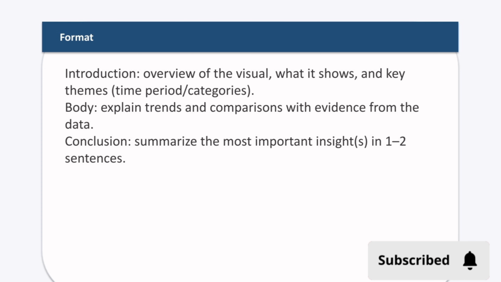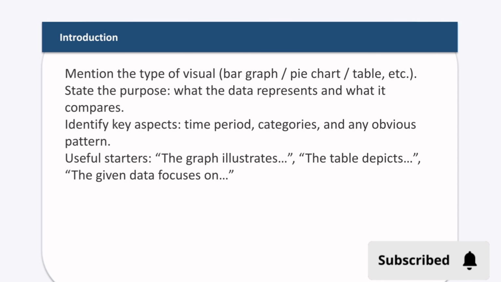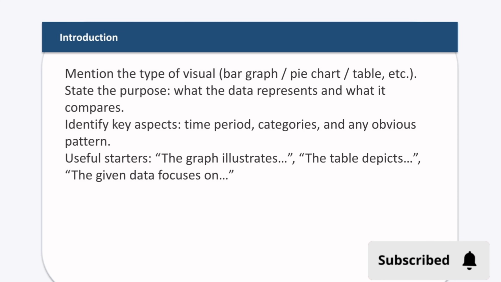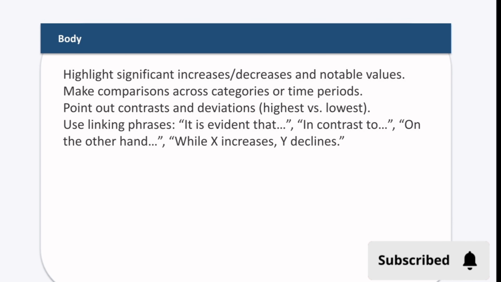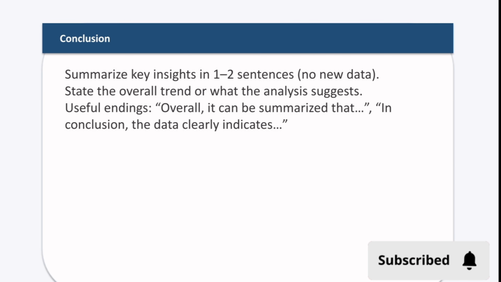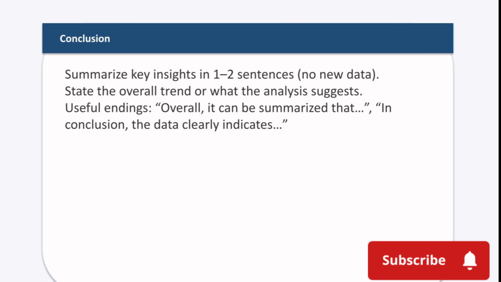A high-scoring analytical paragraph follows a clear structure. First comes the introduction, where we give an overview of the chart or graph. Next is the body, where we explain key trends and comparisons in detail. Finally, we conclude by summarizing the main insight in 1 or 2 sentences. Remember, everything must be written in one single paragraph.